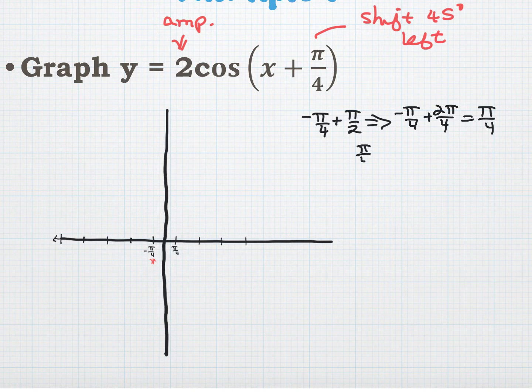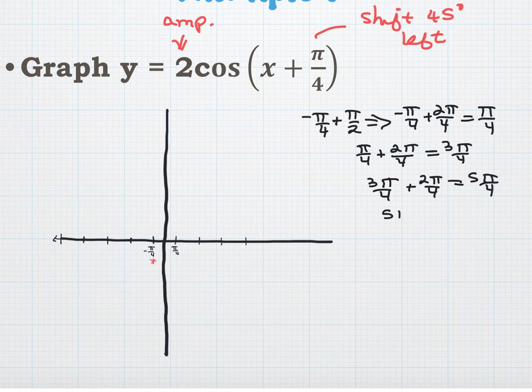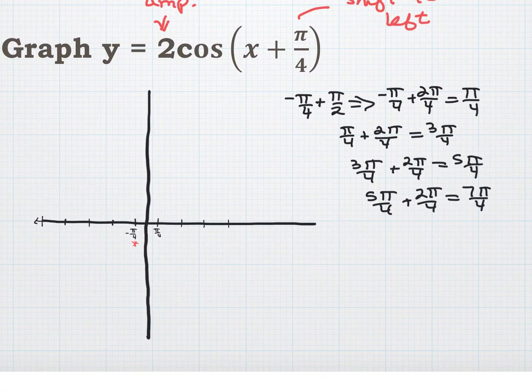I now take pi over 4, add 90 again, which is equivalent to 2 pi over 4, and I get 3 pi over 4. Do it again. Add 2 pi over 4 again, 5 pi over 4, one more time. Again, add 2 pi over 4, and now we're at 7 pi over 4. So let's go ahead and label it. This is just the right side. So the next points were 3 pi over 4, 5 pi over 4, and 7 pi over 4.